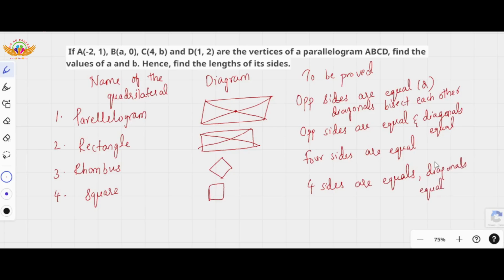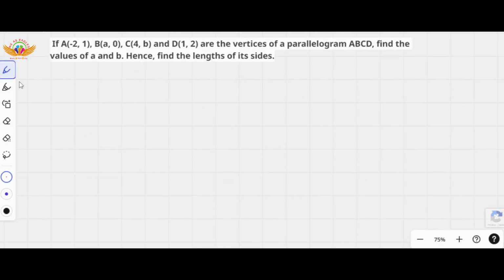So please remember this table, note it down, and whichever question comes, you can happily solve because you already know what has to be proved. Alright, so let us do this. Yes, let us draw a parallelogram now.